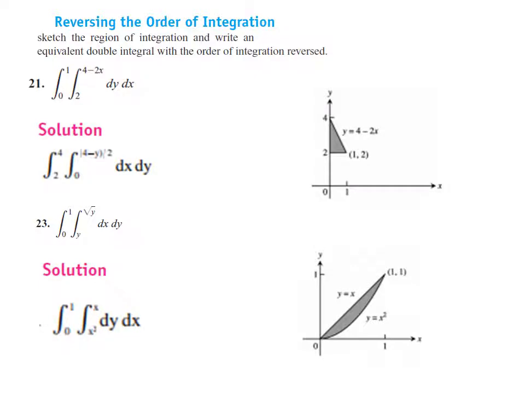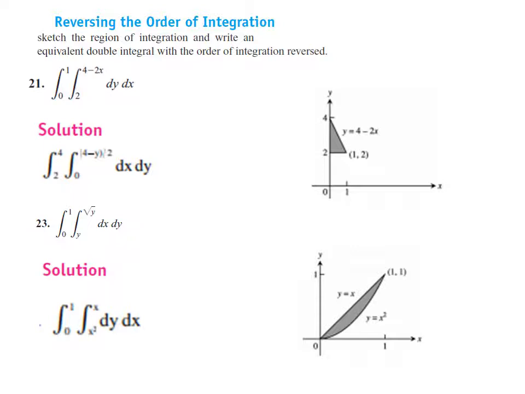Now let us take the problem reversing the order of integration. Here the order of integration is y varies from 2 to 4 minus 2x and x varies from 0 to 1. Here we have considered vertical strips. y varies from y is equal to 2 and y is equal to 4 minus 2x, and x equal to 0 and x equal to 1. X limits are the constant limits, y limits are the variable limits.